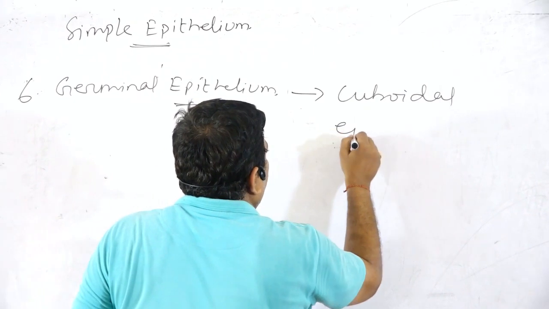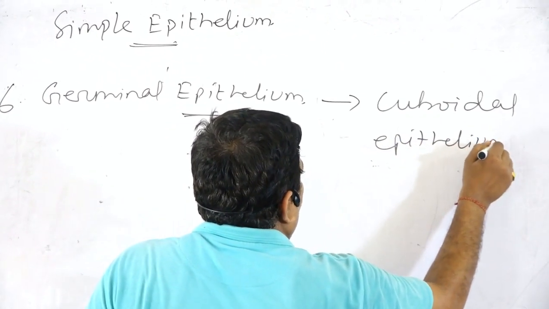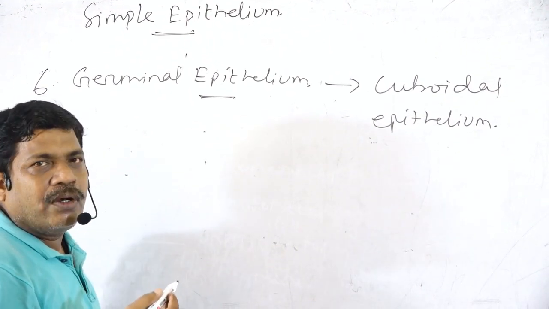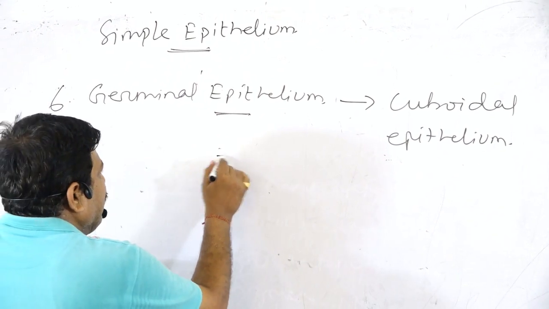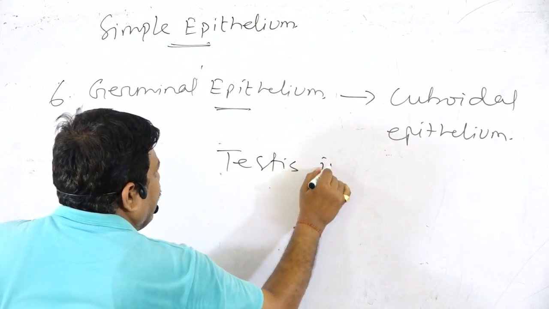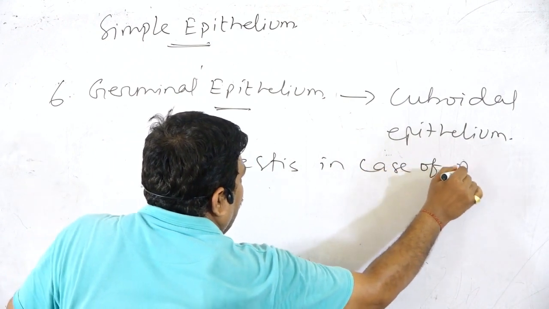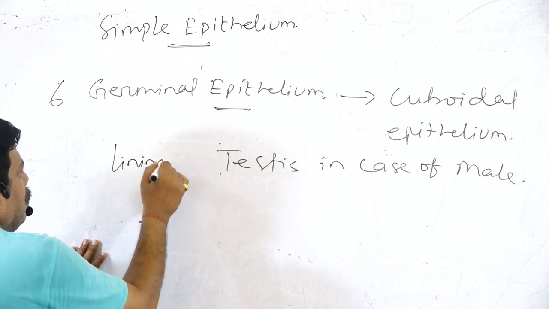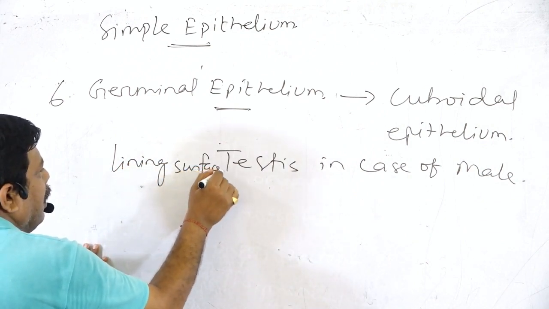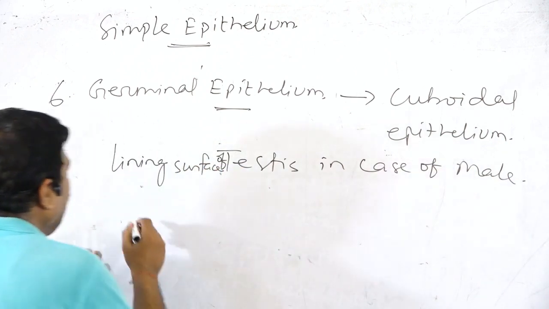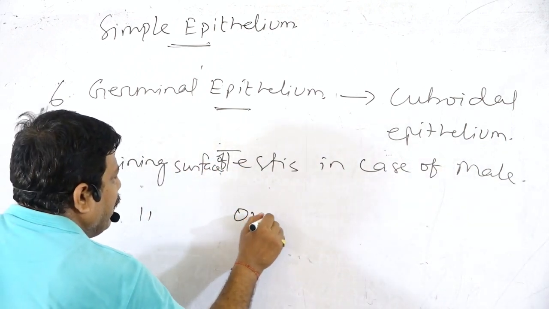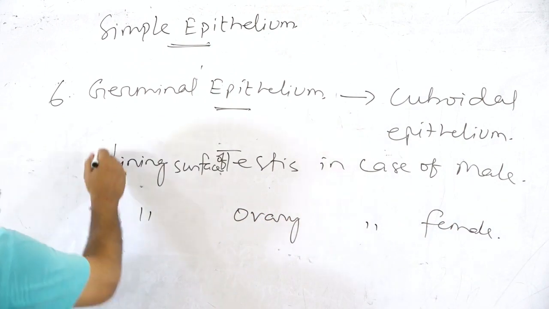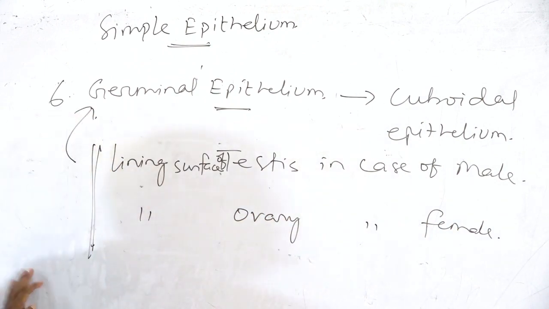They are cuboidal epithelium, and when that cuboidal epithelium lines the testis in the case of male, it is the germinal epithelium. The lining surface of the testis in the male and the lining surface of the ovary in the female are the only germinal epithelium. These two are the only germinal epithelium.